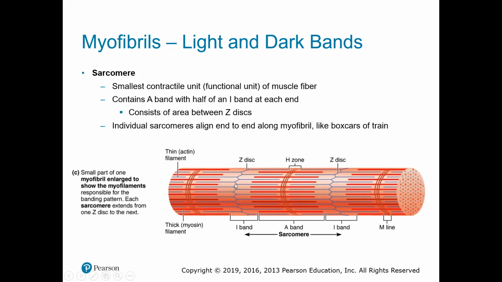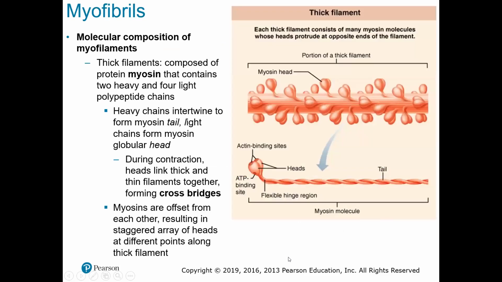Now from Z line to Z line on this myofibril, remember these are the myofibrils, and what we're looking at are the actins and myosins, the myofilaments. From Z line to Z line is called the sarcomere. And the sarcomere is the contracting unit of a muscle cell. Contractions of the muscle cell take place in the sarcomeres. So let's take a look at these myofilaments.